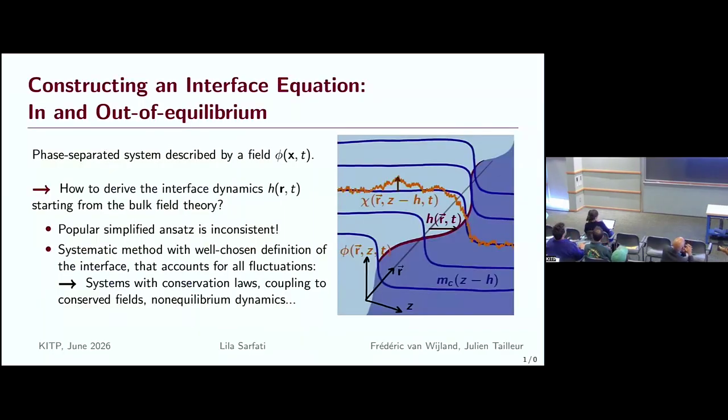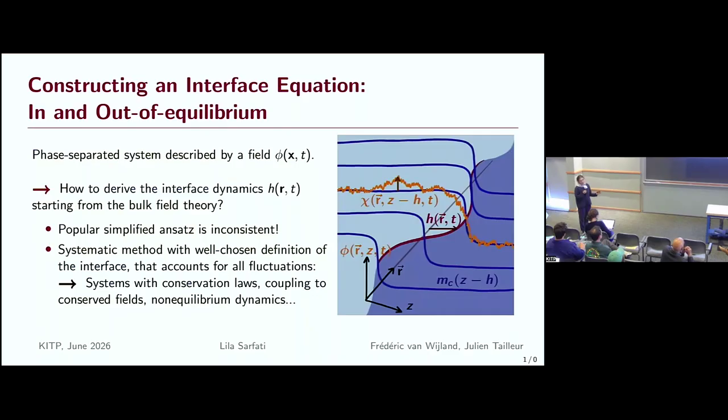Lila Sarfati. Hi, my name is Lila Sarfati and I come from Université Paris-Cité. So the question of how to derive interface dynamics starting from mesoscopic field theory has been studied since the 80s. So many different methods have been developed for equilibrium systems. And since the 2000s, there's a simplified route that has settled as the most popular, that essentially assumes that you can neglect everything that's not translational fluctuations. And it's been since then also applied out of equilibrium in driven, active, or shared systems.